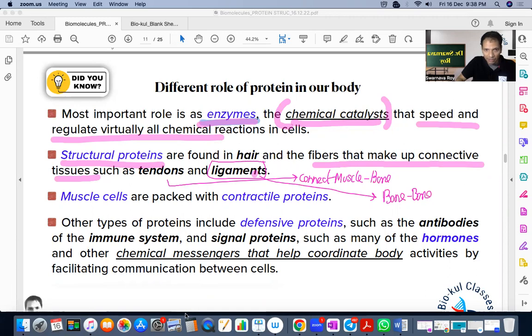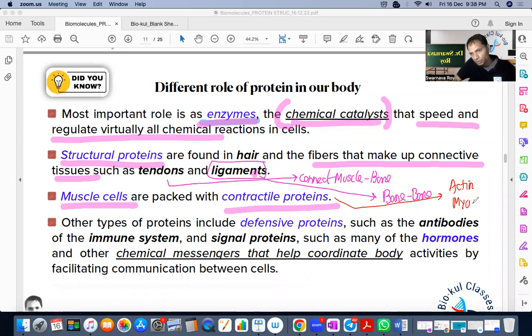Then we have muscle cells. When you look at a muscle cell, they're packed with contractile proteins. What are these contractile proteins? In a muscle cell, there are two kinds of contractile protein. We have actin, which is a thin protein, and then we have myosin. If we look at a skeletal muscle cell, which is basically a columnar, elongated cell, there are lots of myofibrils, and inside the myofibrils there are these contractile proteins, actin and myosin, which slide on each other. Because of this sliding, we see the muscle contraction happening.